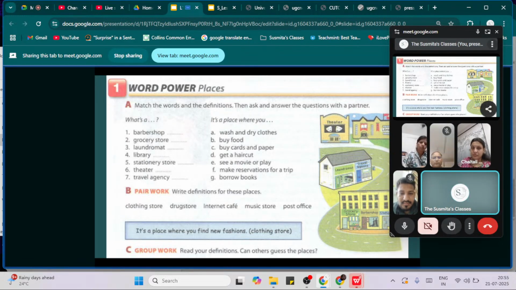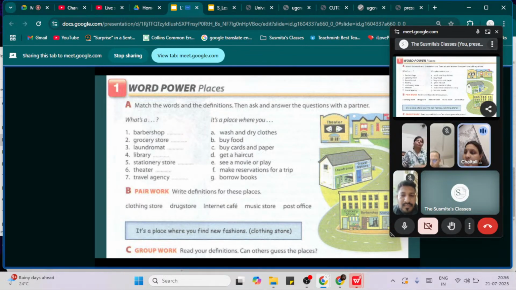Okay. I'll ask the questions. You guys try to answer. Okay, I'll take the name and ask. Sheetal ma'am, what is a barber shop? It is a place where you get a haircut. Where you get a haircut. Okay, very good. Chaitanya ma'am, what is a grocery store?